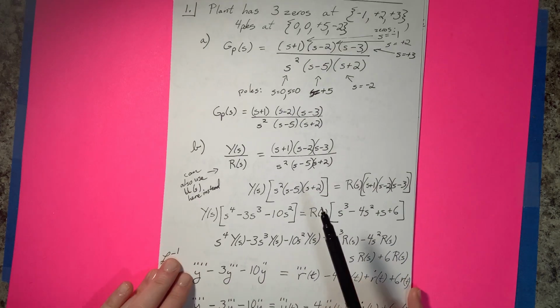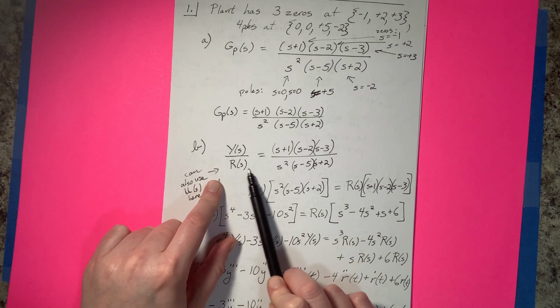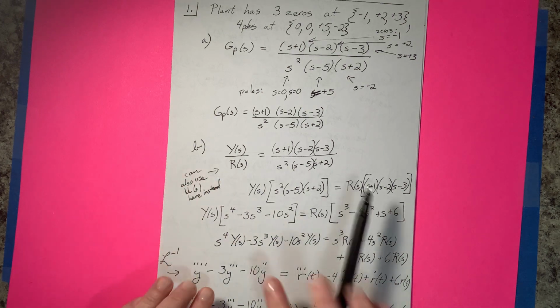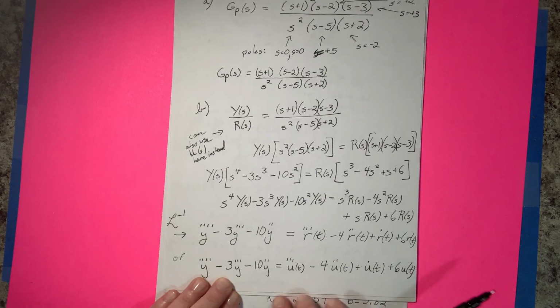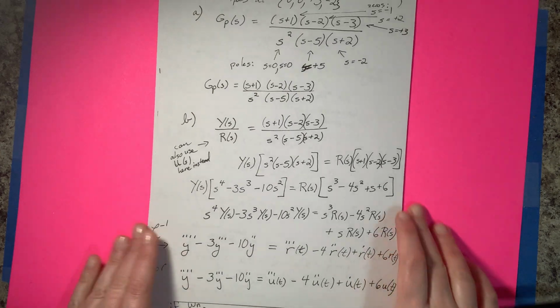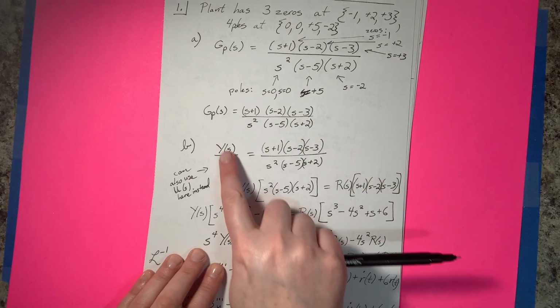So that's all we've done right here. I elected to use y of s over r of s here. You could use u of s. Either variable is fine for the denominator. And actually, I did end up changing to u here, so I expressed it both ways here in this bottom equation. So all we did was take the GP from part A, cross multiply.